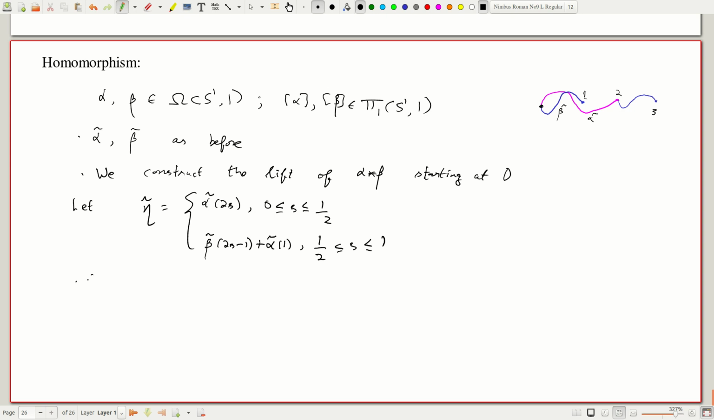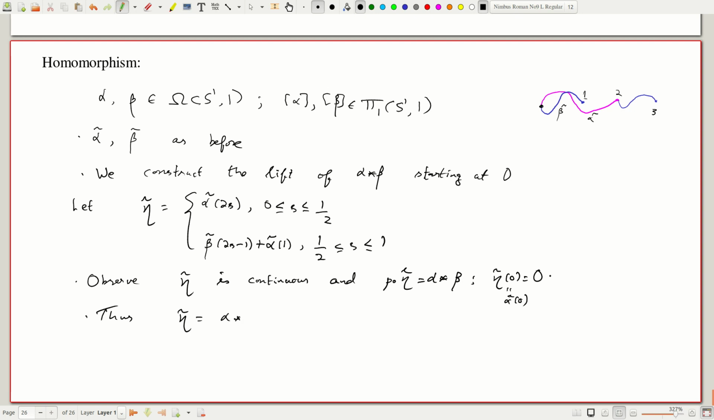Now observe that eta tilde is continuous. I'm saying this because the definition without translation would not be. Also p composed with eta tilde equals alpha star beta, and we have eta tilde of 0 equals 0, because eta tilde of 0 is just alpha tilde of 0. So this is a path which begins at 0. Thus eta tilde is alpha star beta tilde, which, remember, is the unique lift with those properties. Eta tilde is a lift, so it is this.